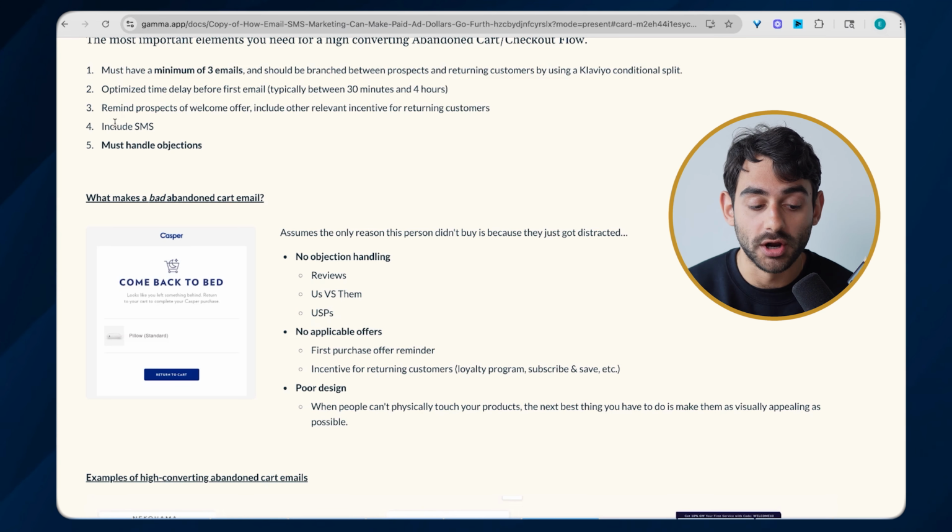You absolutely want to include SMS here. SMS is extremely high ROI for your abandoned cart and your abandoned checkout flows, because it has nearly a 100% open rate when someone was really close to converting.